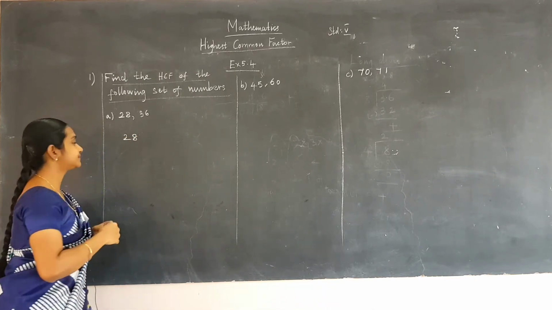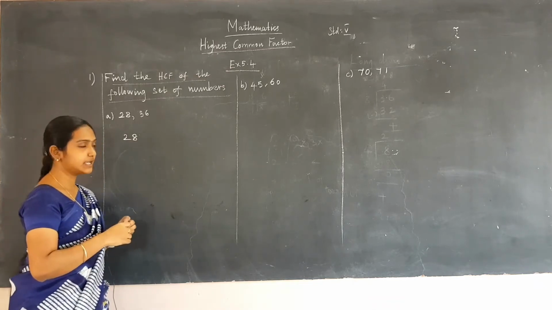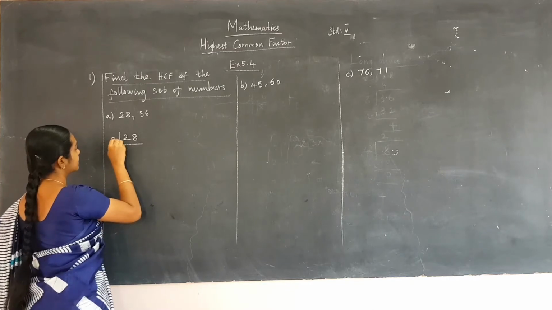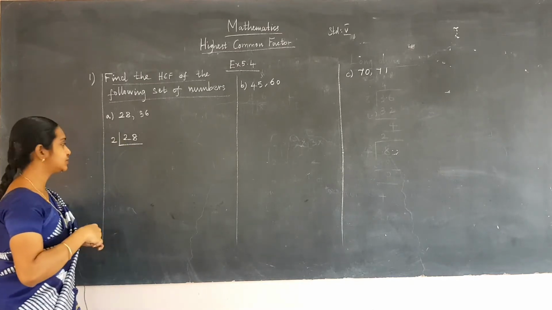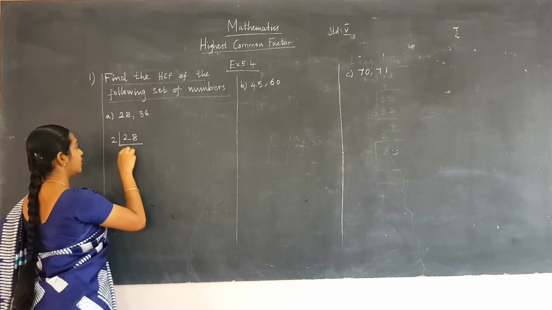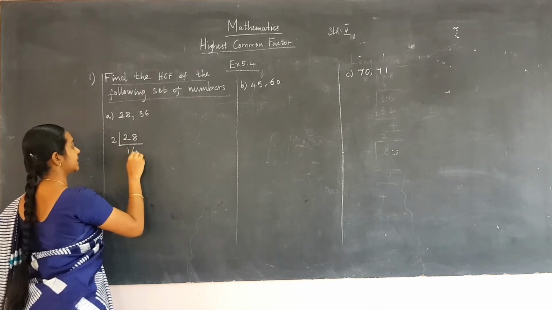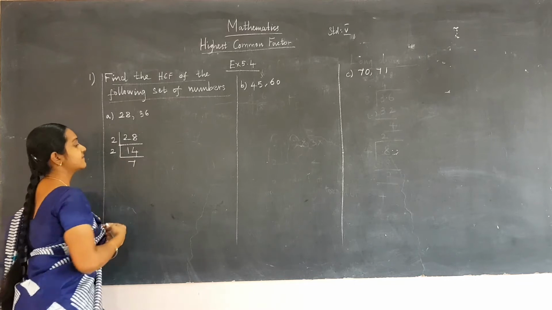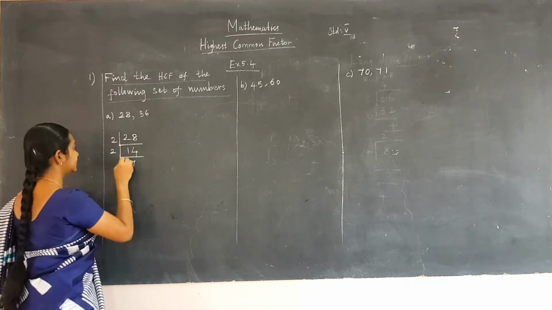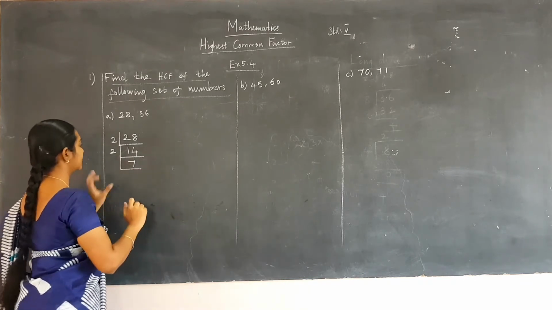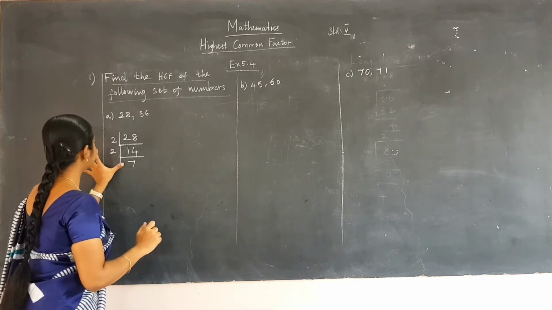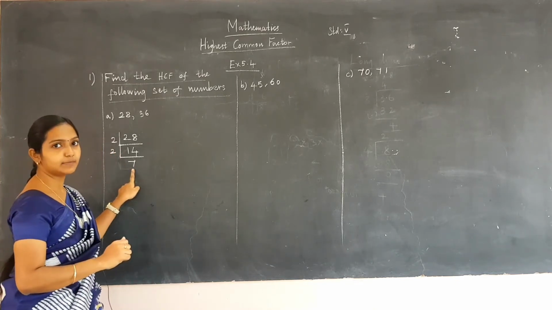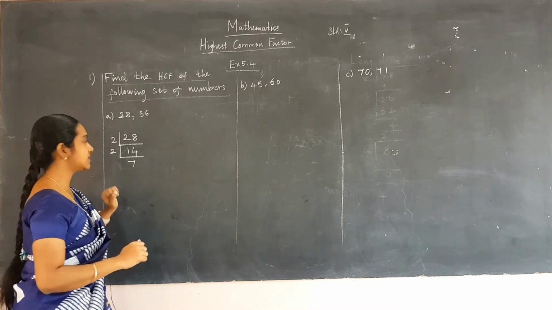We are going to factorize 28. First, I am going to factorize it with 2. 2 4s are 8. Again I am factorizing with number 2. 7 2s are 14. 7 is a prime number, so we can stop with this itself.